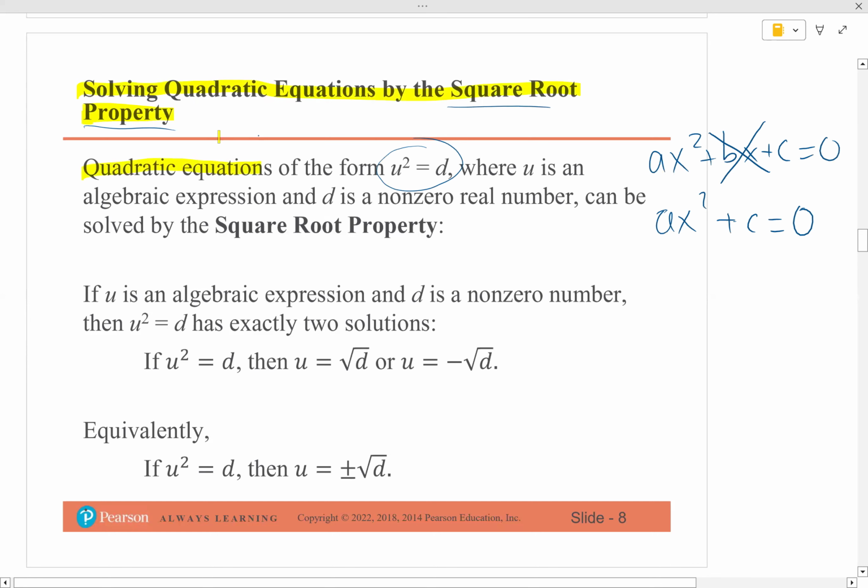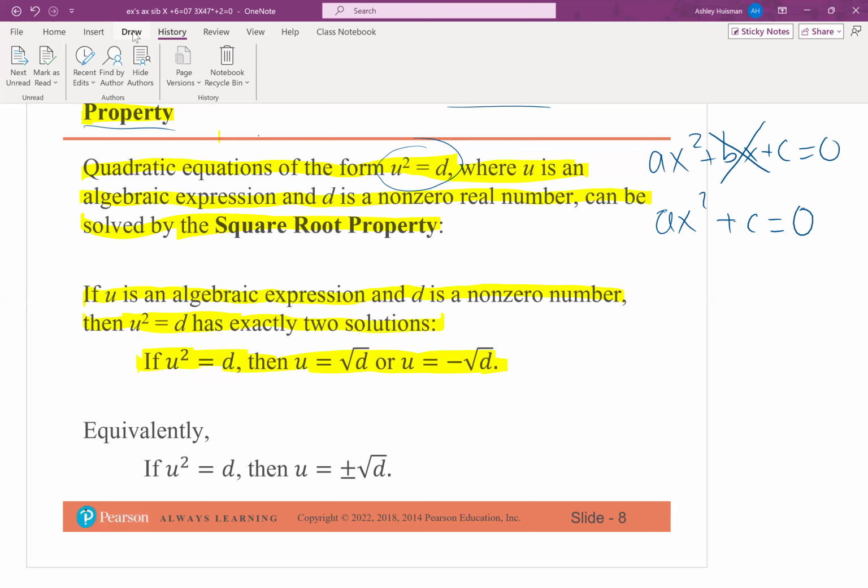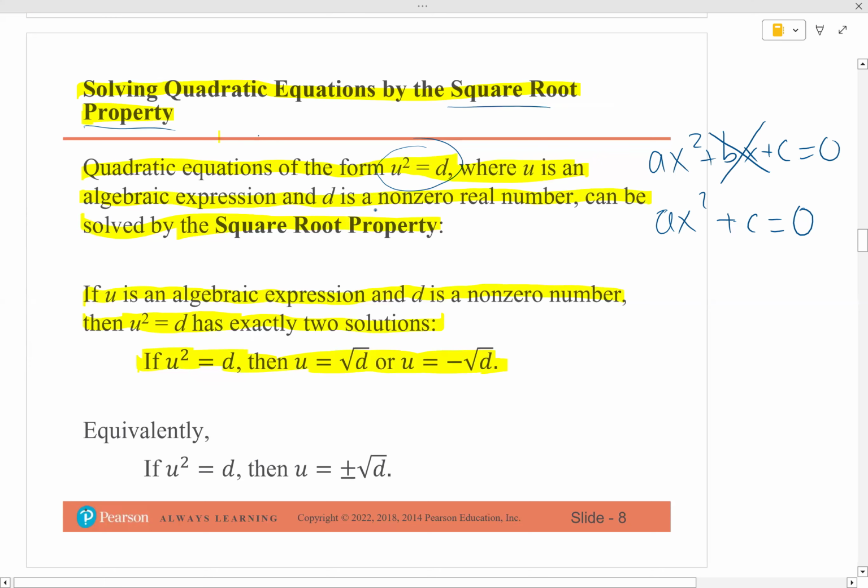Quadratic equations of the form something squared equals something, u squared equals d, where u is an algebraic expression and d is a non-zero real number, can be solved by the square root property. If u is an algebraic expression, in other words, maybe the sum or difference of a variable term and a non-variable term, and d is a non-zero number, then u squared equals d has exactly 2 solutions. If u squared equals d, then u equals the square root of d, or u equals negative square root of d. They're trying to keep it really general here. u could be anything, d could be anything.